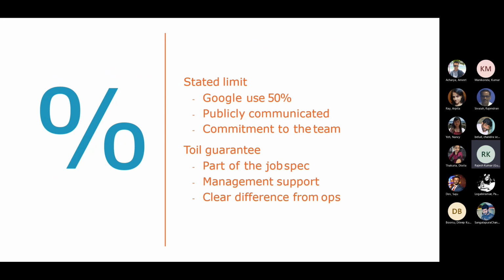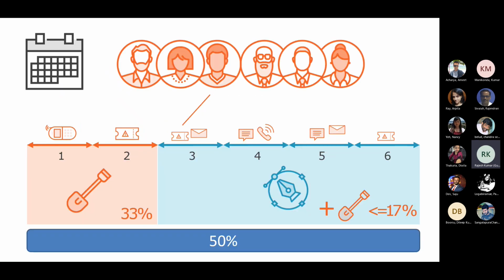They have communicated publicly, commitment to the team. Toil guaranteed, yes, toil is a part of the job. Management support, clear differences from ops and stuff like that. So yeah, these are some of the animations or visualizations, which you can say, for what the ticket should be, toil we can keep fixing, what the percentage should be and all.